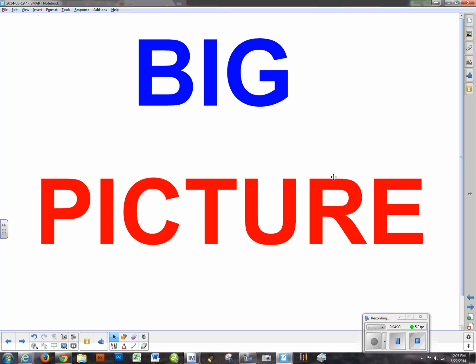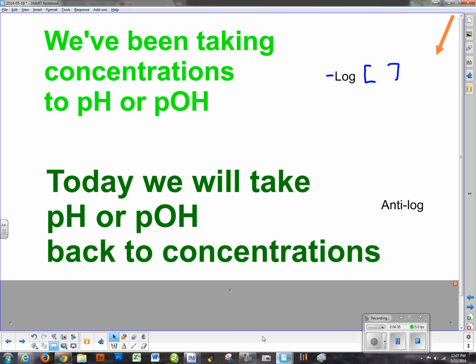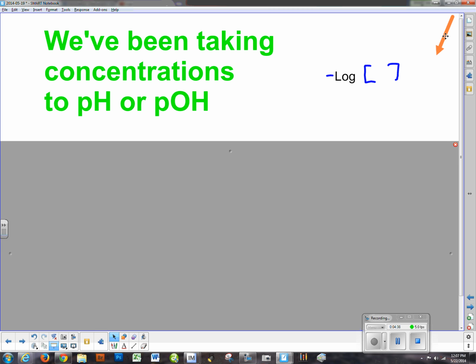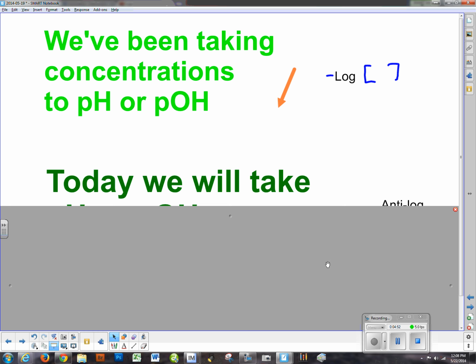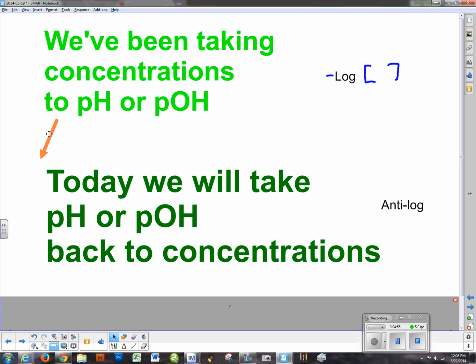And we've got a big picture of what we've been doing and what we're about to do. So the big picture is, first of all, up to now, we have been taking concentrations of acids or bases using the minus log to get the pH or the pOH. And now what we're going to be doing, and this was today's lesson, we're going to take the pH or the pOH and take it back to concentrations of hydrogen or hydroxide ions, doing an anti-log. So let's see how that works.